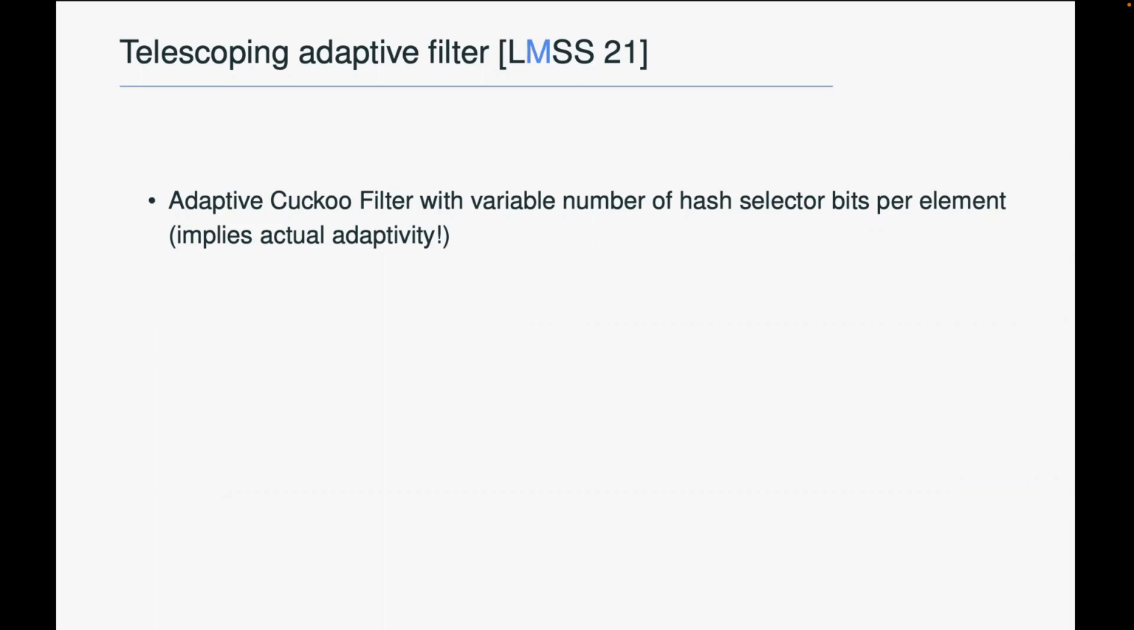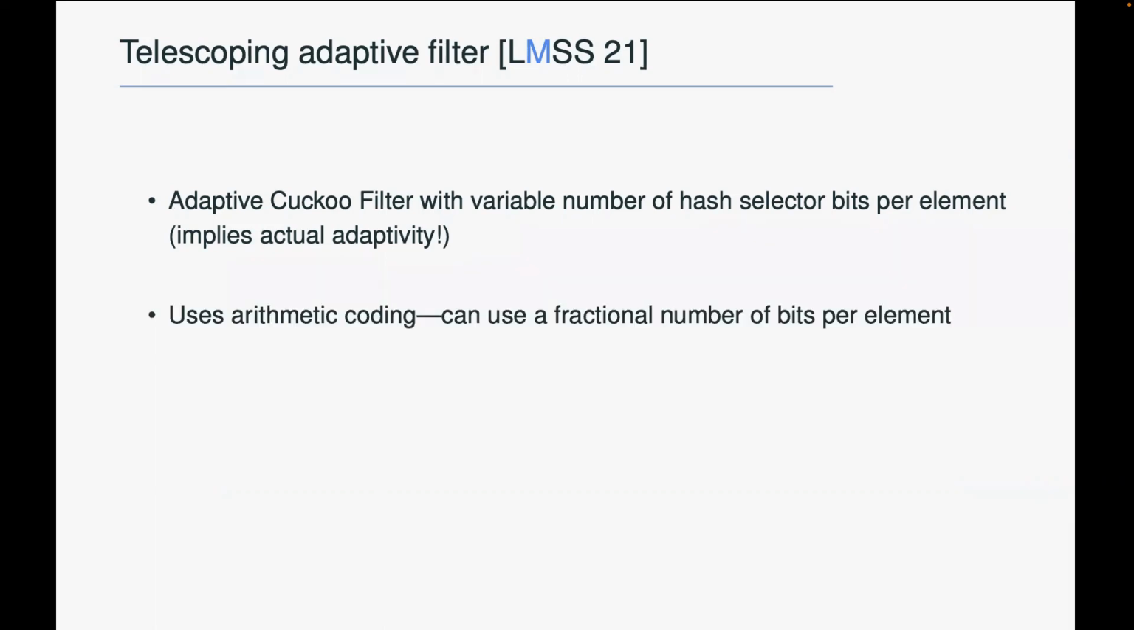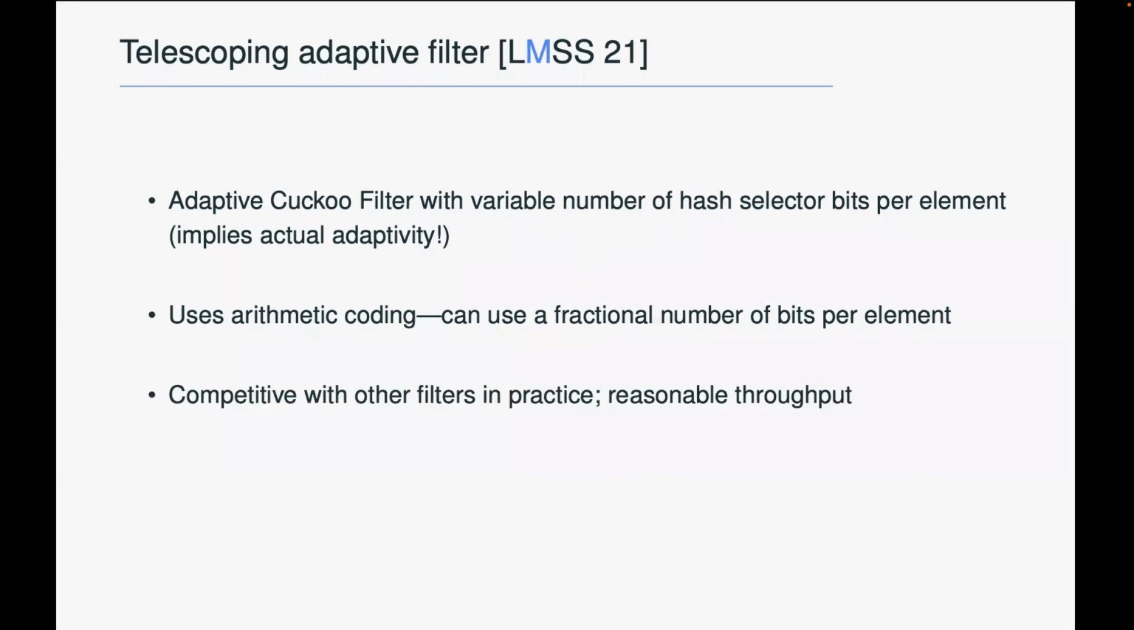So that's called the telescoping adaptive filter. You use a variable number of hash selector bits per element. You want to encode them really succinctly. You can use arithmetic coding, which is kind of neat. One of the nice things about this is you can actually use a fractional number of bits per element. So I talked before about that one bit of metadata per slot being a huge problem. If you use arithmetic coding, it's cool because you can use a fractional number of bits per slot on average if you want to, which ekes out a little bit of extra performance and kind of closes the gap between the two filters.